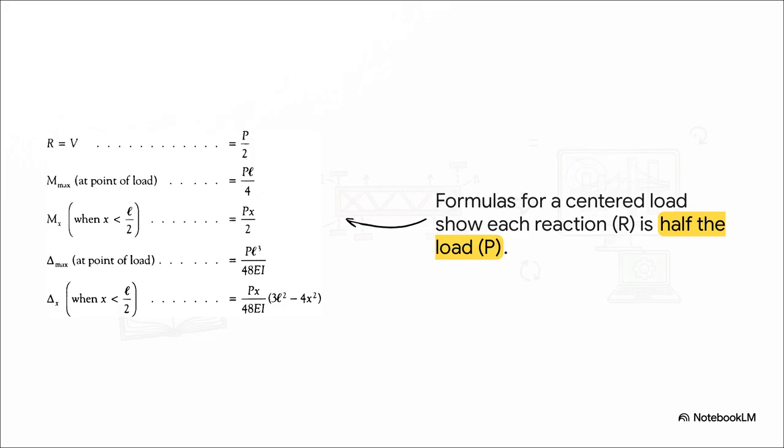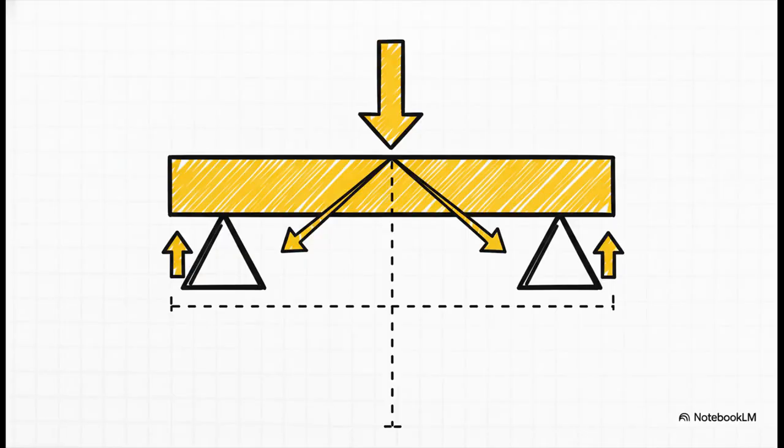So to stop it, the support on the right has to push up, creating a counterclockwise spin. And for everything to be in perfect balance, that upward push has to be exactly half the downward load. It just makes sense, and the math proves it. And here's the final beautiful step.